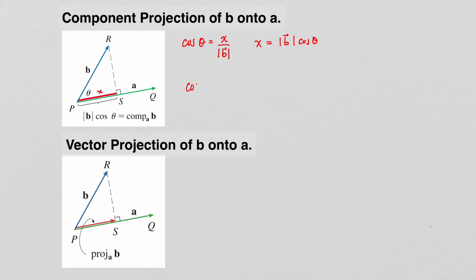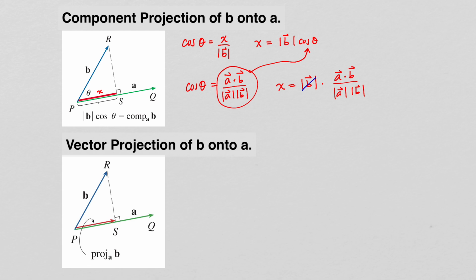But we also know that the cosine of theta is equal to the dot product of A and B divided by the magnitude of A times the magnitude of B. So I can substitute this into here, and we get that the component projection is the magnitude of B multiplied by the dot product of A and B divided by the magnitude of A times the magnitude of B. And finally, the magnitude of B here cancels out, and we get the formula you see there, which is the component projection of B onto A is equal to the dot product of A and B divided by the magnitude of A.